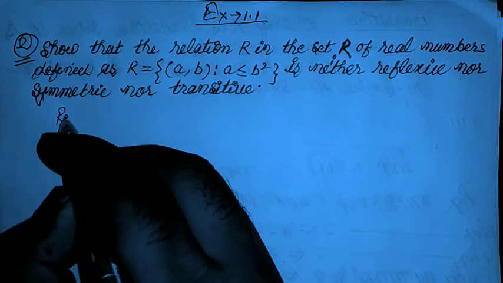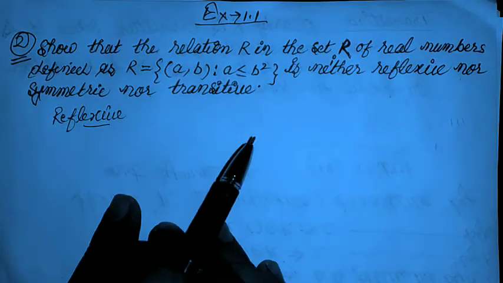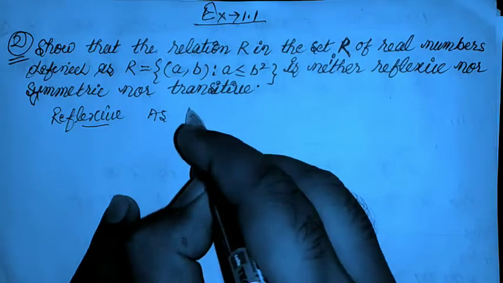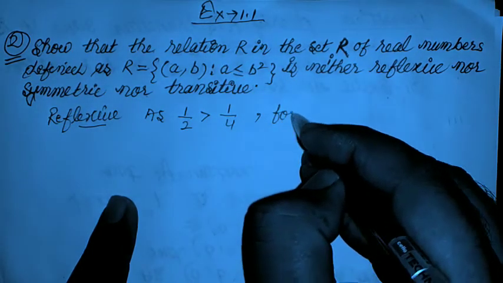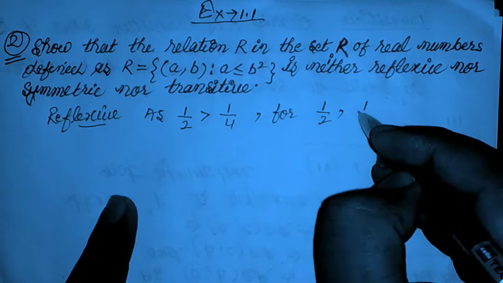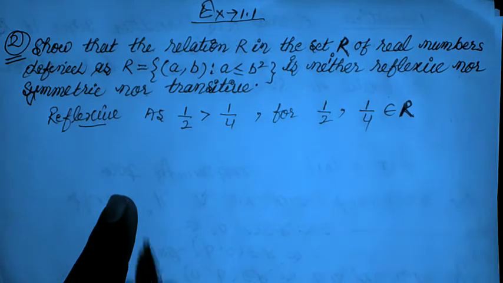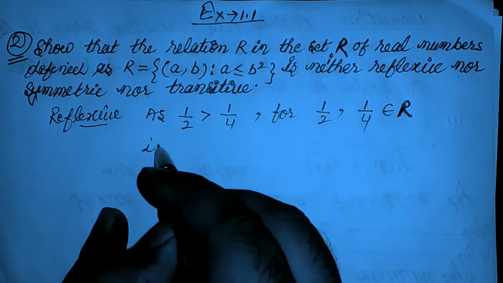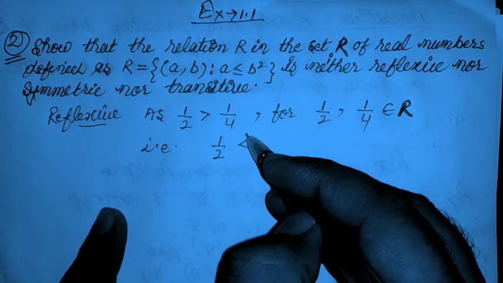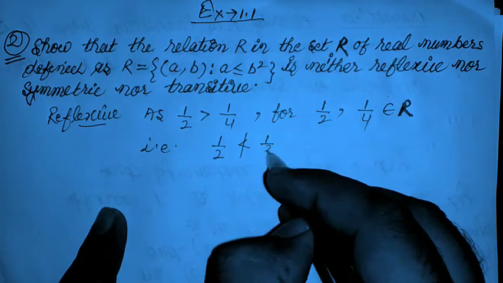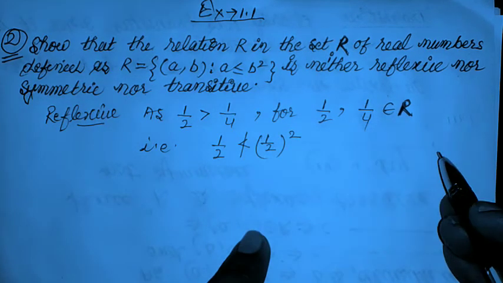First we will see reflexive. We take an example: 1/2 is greater than 1/4. 1/2 and 1/4 belong to the real numbers. So we can write that 1/2 is not less than or equal to (1/2)², because if we square 1/2, we will get 1/4.